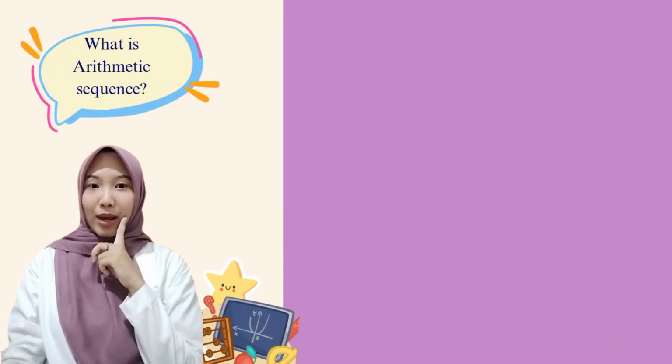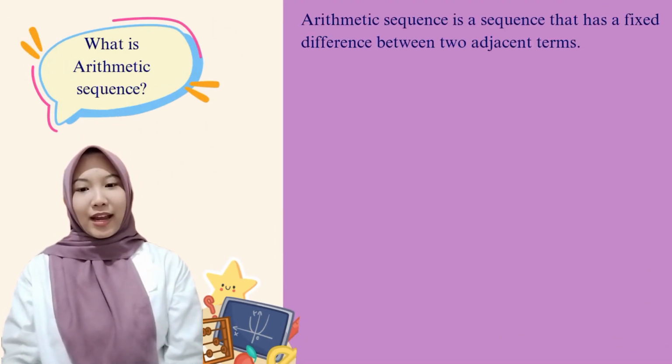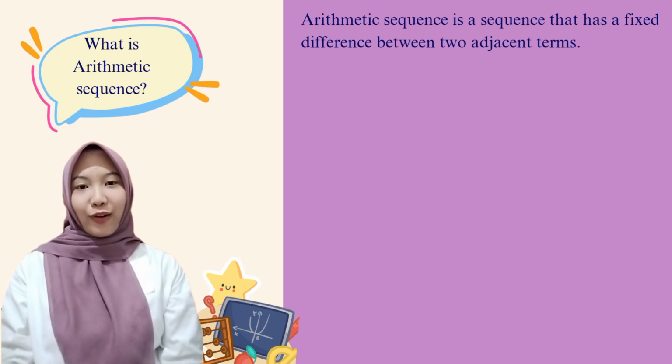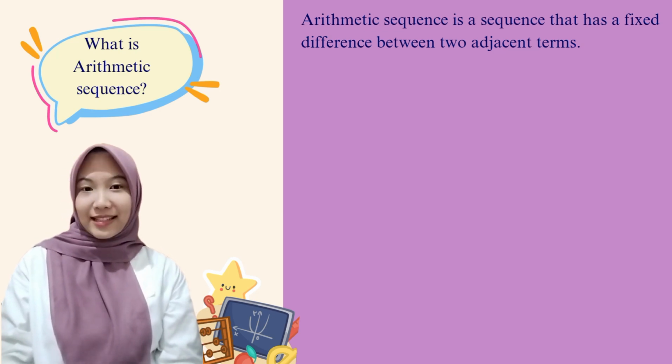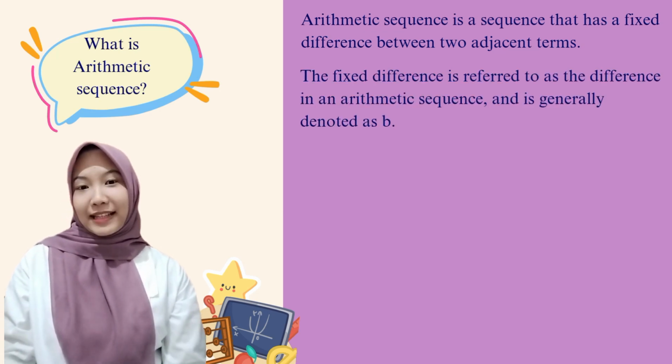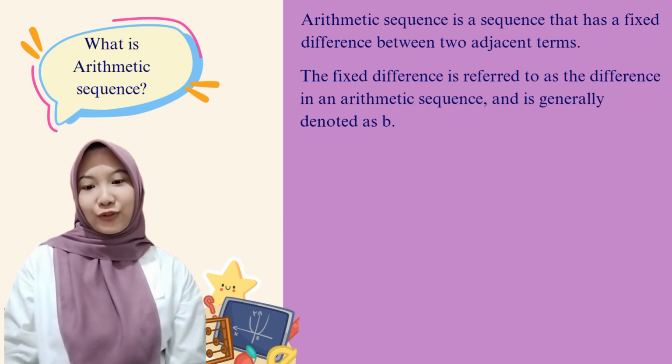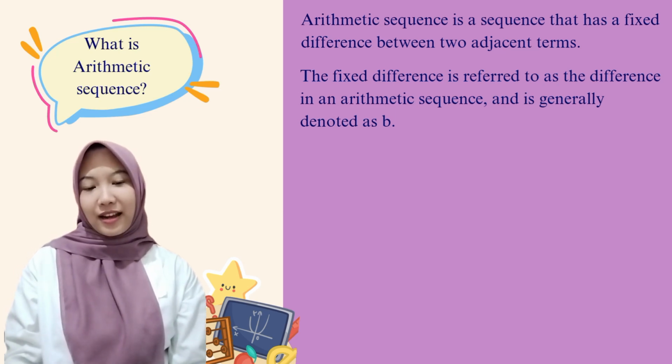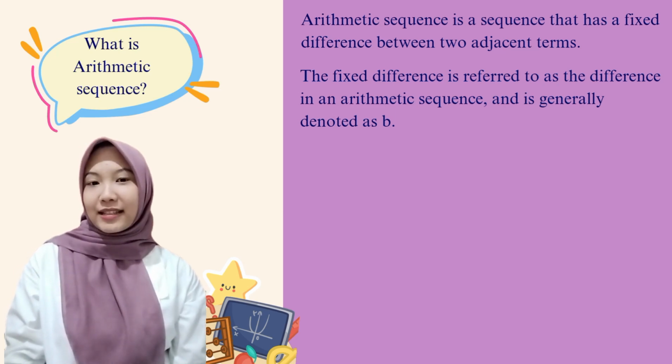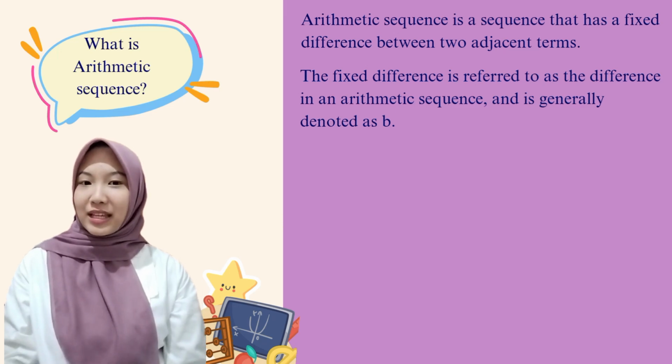In here, we will learn about arithmetic sequence and series. What is arithmetic sequence? Arithmetic sequence is a sequence that has a fixed difference between two adjacent terms. The fixed difference is referred to as the difference in an arithmetic sequence and is generally denoted as b.